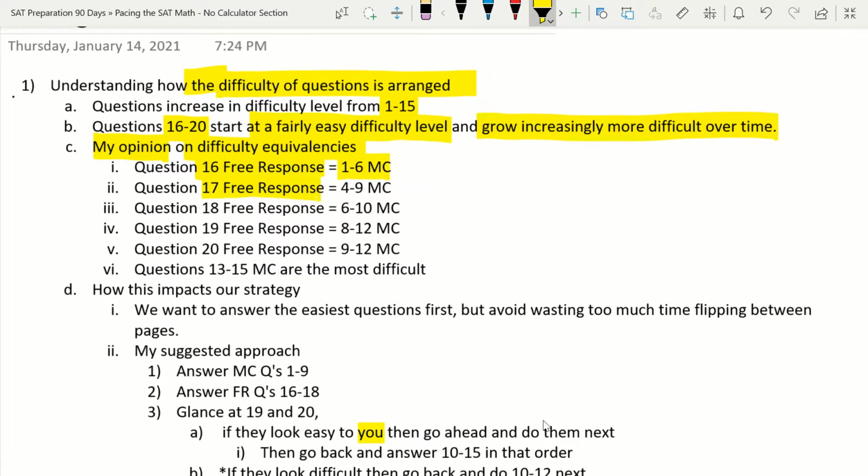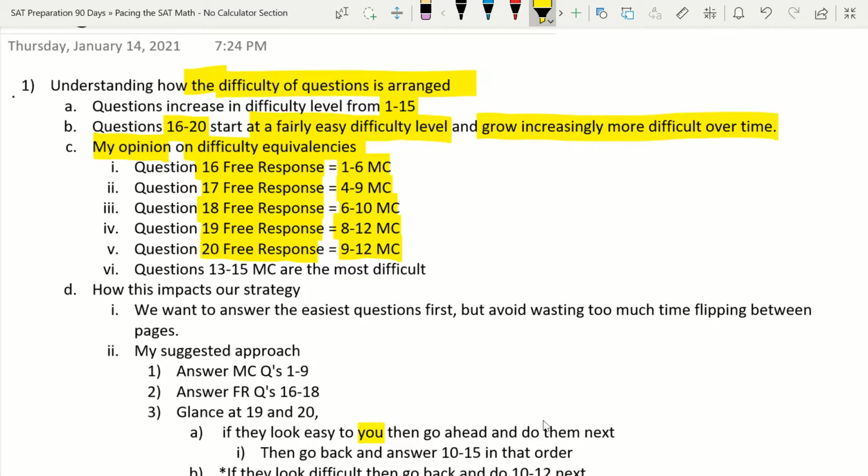Question 17 of the free response was usually equivalent to about questions 4 through 9 of the multiple choice as far as difficulty. Question 18's difficulty was usually comparable to 6 through 10 of the multiple choice. Question 19's difficulty was usually comparable to 8 through 12 of the multiple choice. And question 20's difficulty was generally comparable to questions 9 through 12 of the multiple choice.